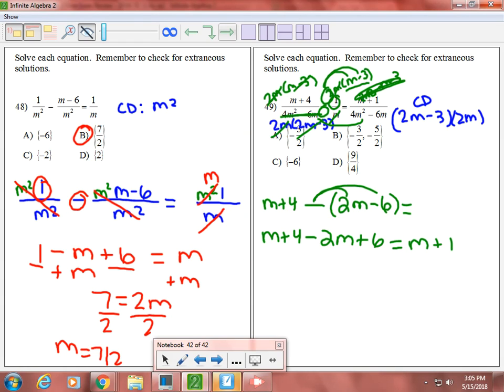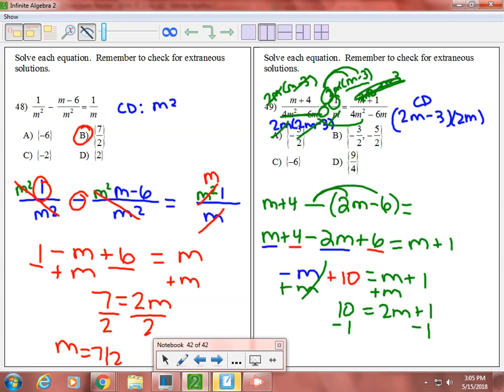So now I'm going to put all of my like terms together. That's going to give me a negative m. This is going to give me 10. And my right-hand side is going to stay the same. Now I can move this to get rid of it. And I have 10 is equal to 2m plus 1. Subtract 1. And I get 9 is equal to 2m.